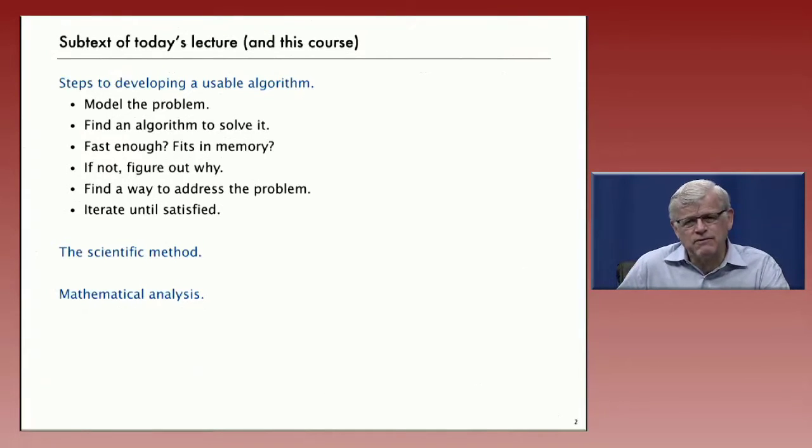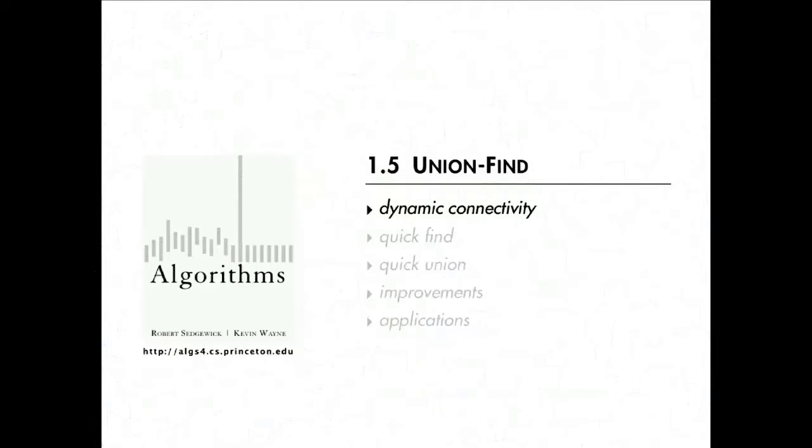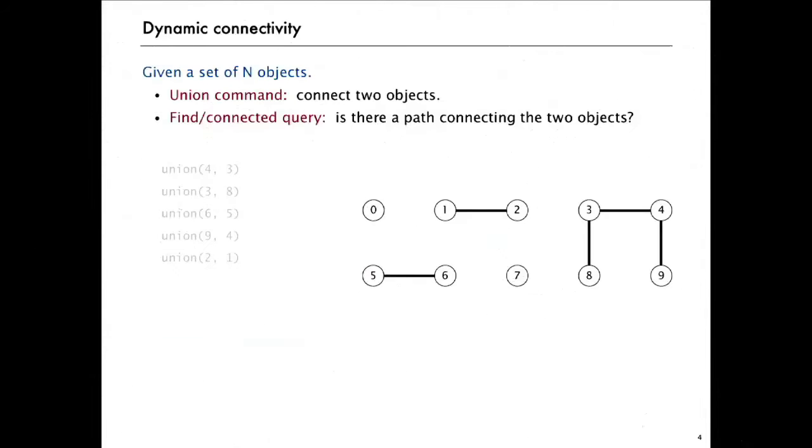This is a scientific approach to designing and analyzing algorithms, where we build mathematical models to try to understand what's going on, and then we do experiments to validate those models and help us improve things. So first we'll talk about the dynamic connectivity problem, a model of the problem for union find.